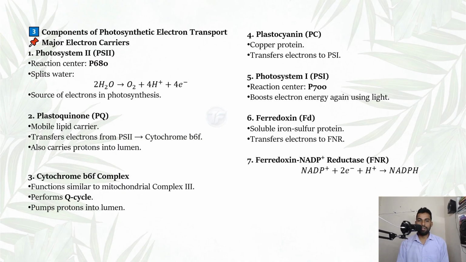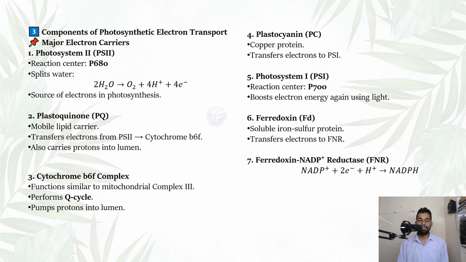Third point, components of photosynthetic electron transport. What are the components available? Let us see. Major electron carriers: photosystem 2, that is P680. It splits two water molecules into one oxygen, 4 protons, and 4 electrons. But in the diagram, we see one water molecule giving half O2, 2 protons, and 2 electrons only. Because the diagram shows only one water molecule, in reality it happens with 2 water molecules. Please remember this.